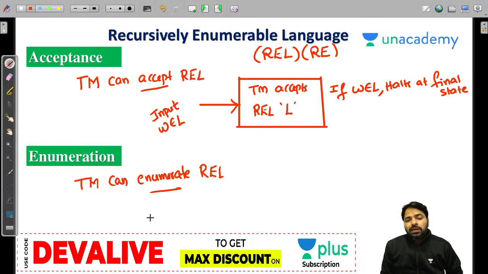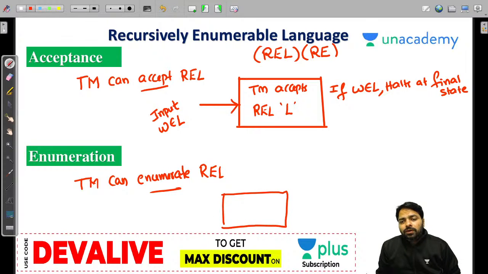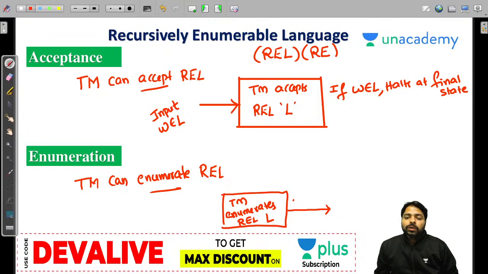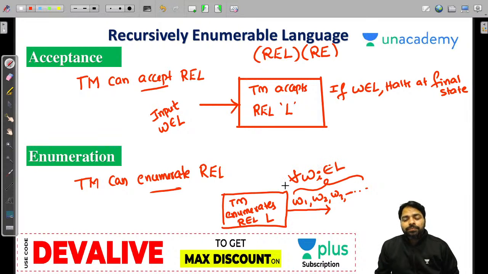And another one: if a TM enumerates REL, input is not important here. What is important is what it produces. This Turing machine enumerates REL. So it is going to enumerate the strings W1, W2, W3 and so on. And every W that you see here, all Wi, belong to L only. So invalid strings we don't generate here. This machine is very special. It knows how to enumerate every valid string because it has the logic to produce the valid strings, guys. Clear this point?